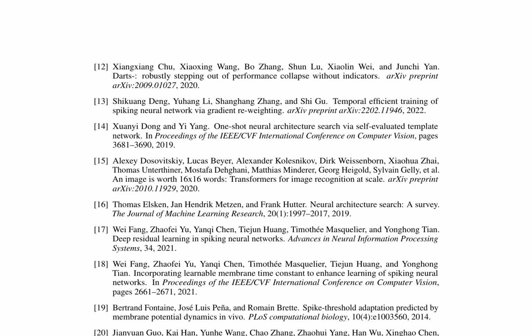In the realm of neural architecture search, DARTS is a notable technique, and one related work proposed by Shangshang Chu et al. robustly steps out of performance collapse without indicators.